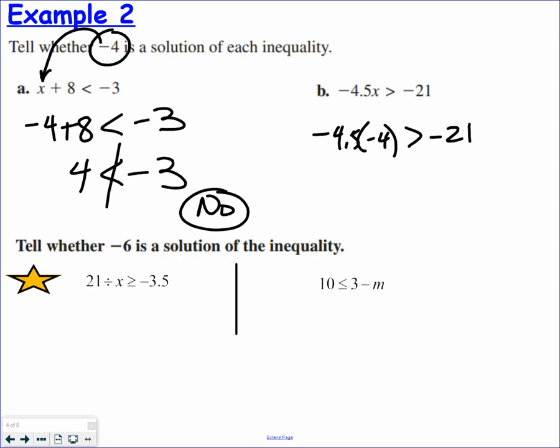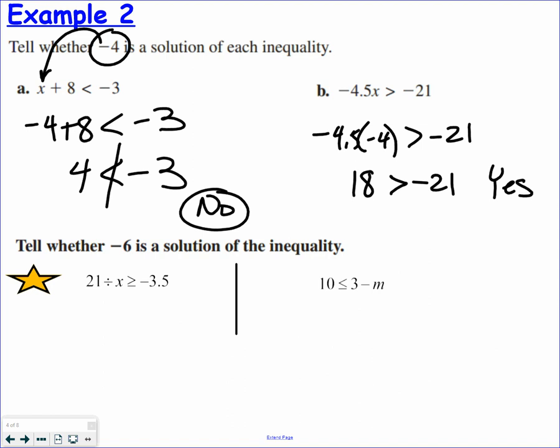-4.5 times -4. A negative times a negative is a positive, so -4.5 times -4 is 18. Is 18 greater than -1? Yes, it is. So again, plugging a number in. Hit pause, do the next two.